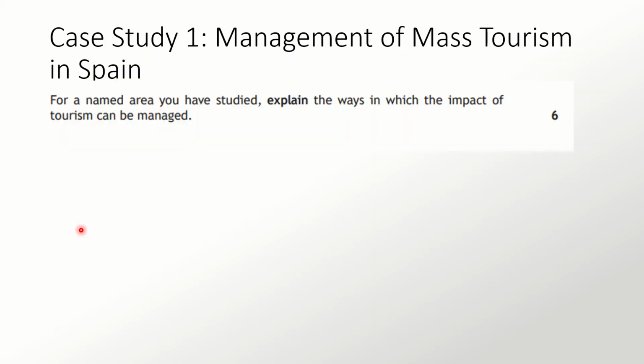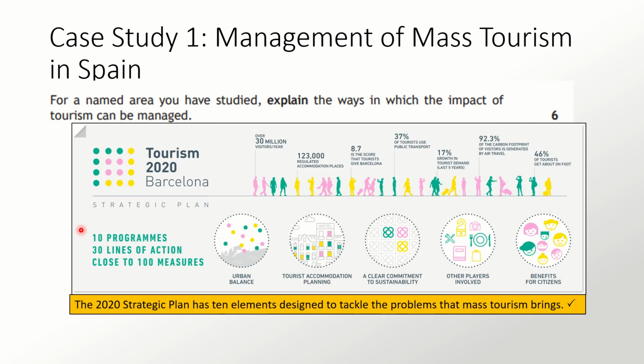Okay, so how do we manage these problems? How do we solve them? Well, in Barcelona, they've been really quite forward-thinking in how they've tried to tackle these problems. There was a 2020 strategic plan. It has 10 elements designed to tackle the problems that mass tourism brings.